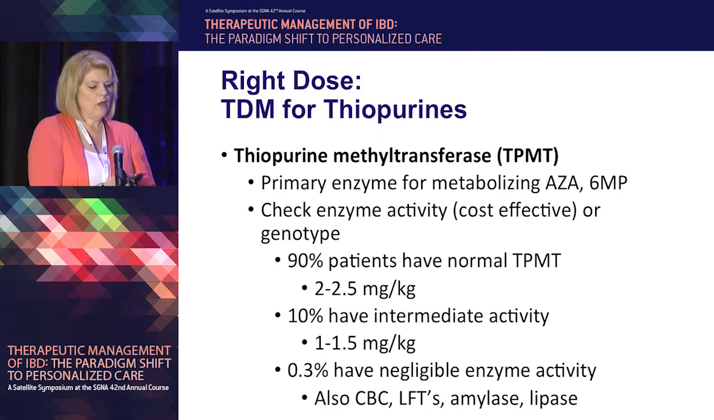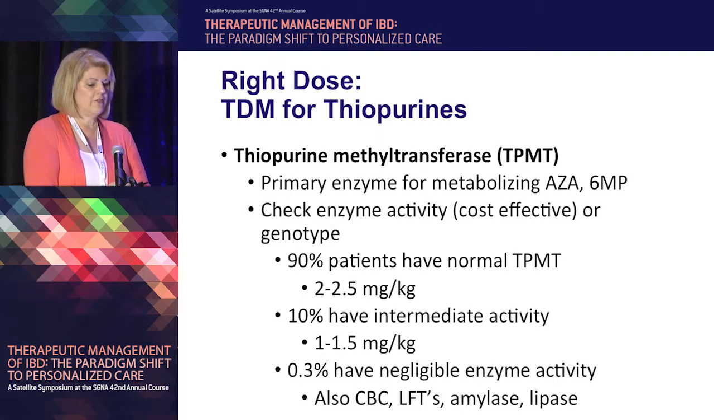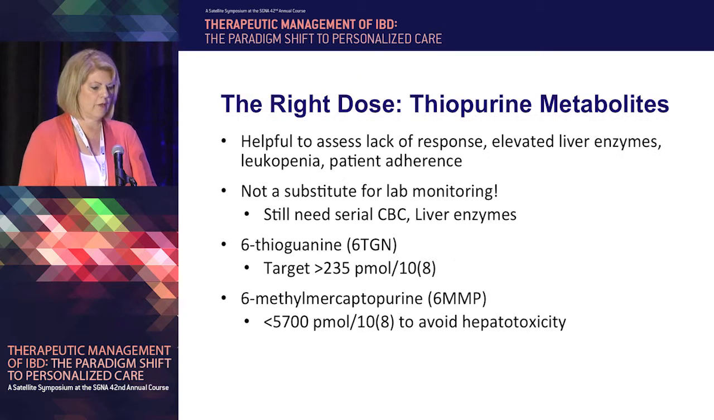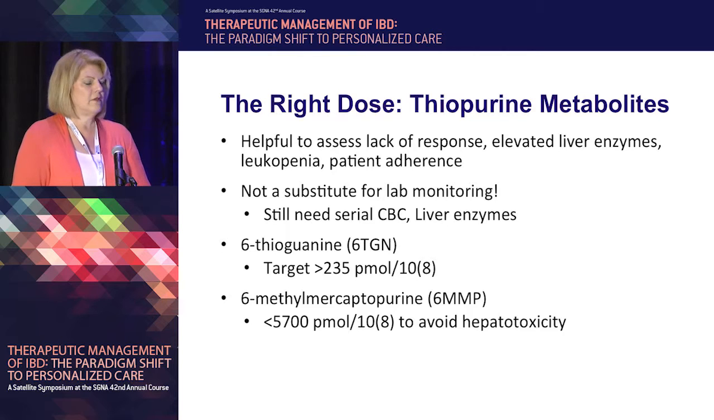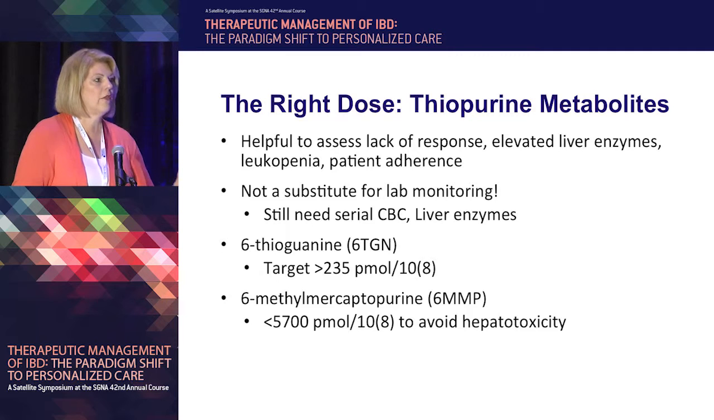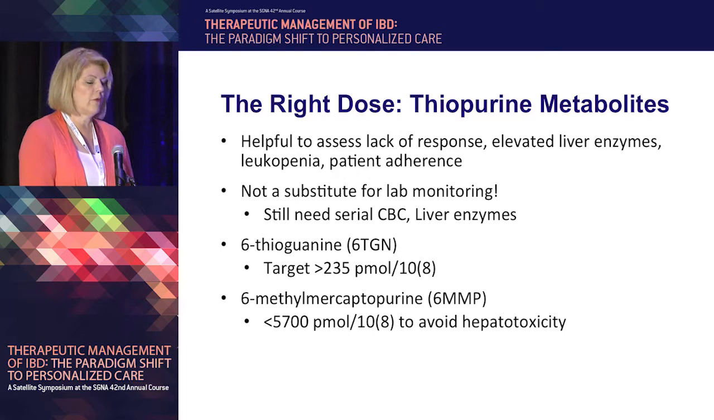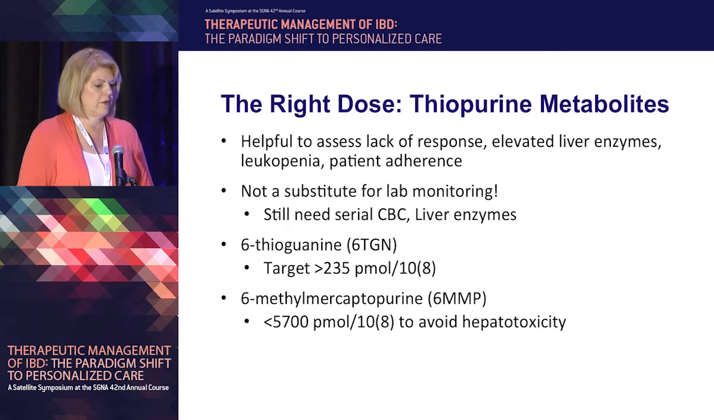So we want to check along with this the CBCs, LFTs, amylase, and lipase because these levels can often be elevated, and we want to check for decreased white counts in these patients. So with the right dose, it's helpful to assess for lack of response, if they're going to develop elevated liver enzymes, leukopenia, and we also need to evaluate patient adherence. Are they really taking their drug? If the levels are off, either it's not the right drug, they're not taking their drug, etc.